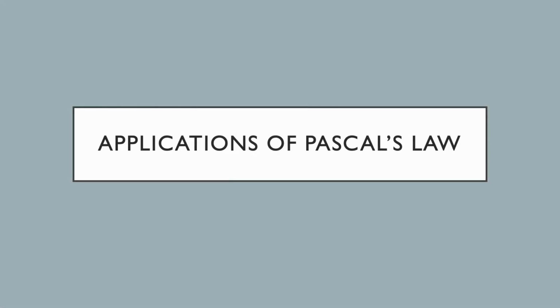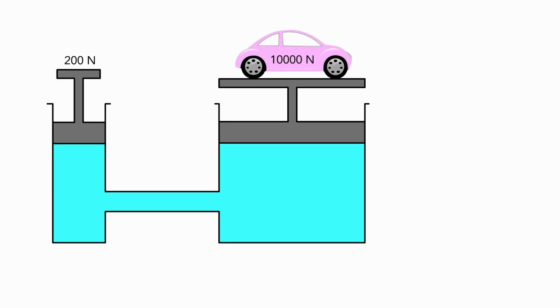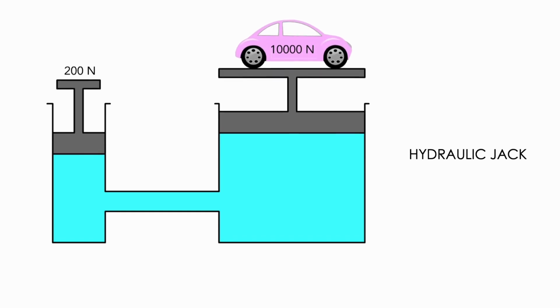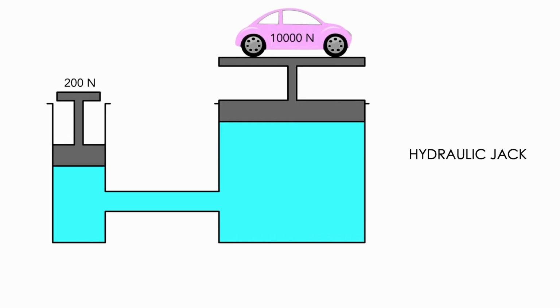Now let us look at the applications of Pascal's law. Pascal's law finds its applications in hydraulic machines such as a hydraulic jack. A hydraulic jack is used to lift a large and heavy object such as a car using a relatively small force. So how does a machine such as the hydraulic jack work?